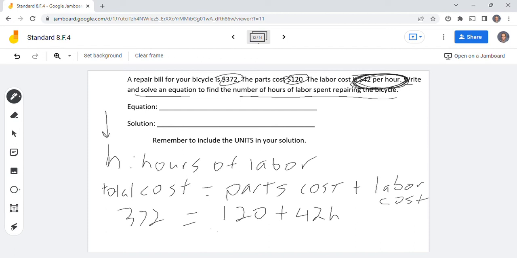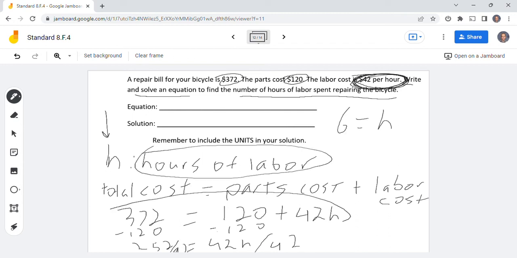So we're going to solve this by subtracting 120 from both sides. Subtract 120 over here. We end up with 252 and 42h. Finish this out by dividing by 42 on both sides. 252 divided by 42 on the left hand side is what we need. And that gives us a total of 6. This equation is what should go here for this equation in that blank, and the solution I'm going to write h equals 6 and with the label of units, hours.